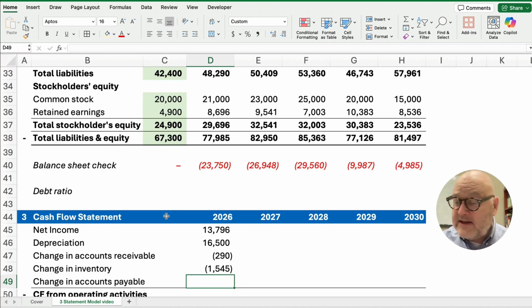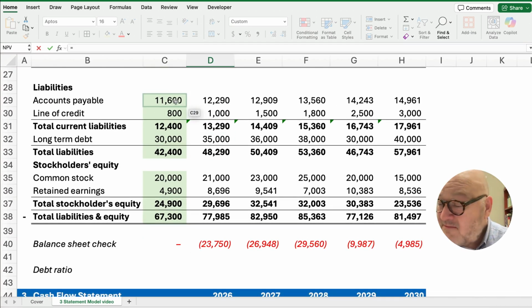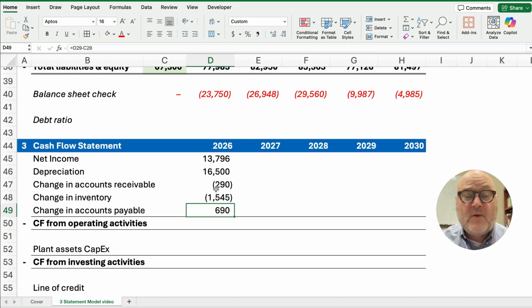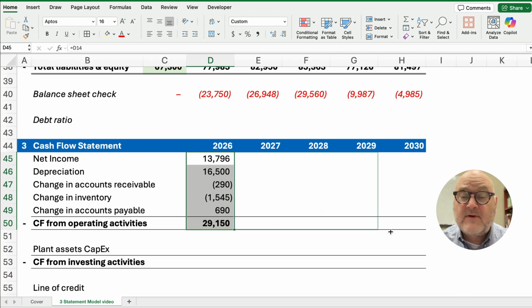Now, accounts payable is flipping it. Accounts payable, are we paying money? So accounts payable is going to be a little bit different. We're going to take the change in accounts payable. It goes from 11 up to 12. That is okay because we have not paid cash, so therefore we're conserving cash. So therefore the net effect is the cash goes up. So $690. What we can do is now do the total here, and this is cash flows from operating activities. This is going to be $29,150, and we can copy this all the way across.